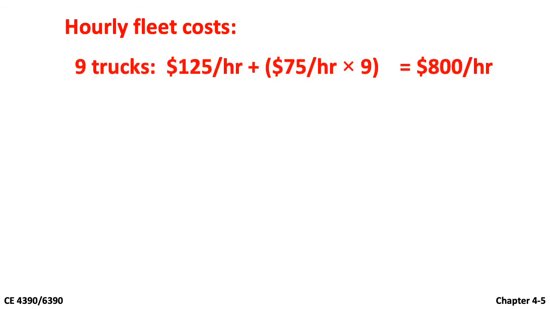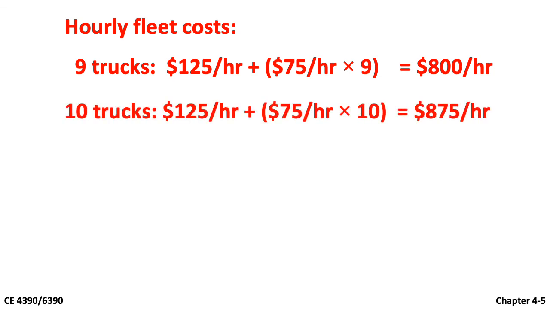Now let's calculate the hourly costs of the whole fleet. If we use 9 trucks, the hourly total cost is equal to the hourly cost of the loader, $125 per hour, plus the hourly truck cost of $75 per hour times 9 trucks, because we have 9 trucks, and then we got $800 per hour. If we use 10 trucks, the total cost is going to be $875 per hour. So those are the hourly costs.